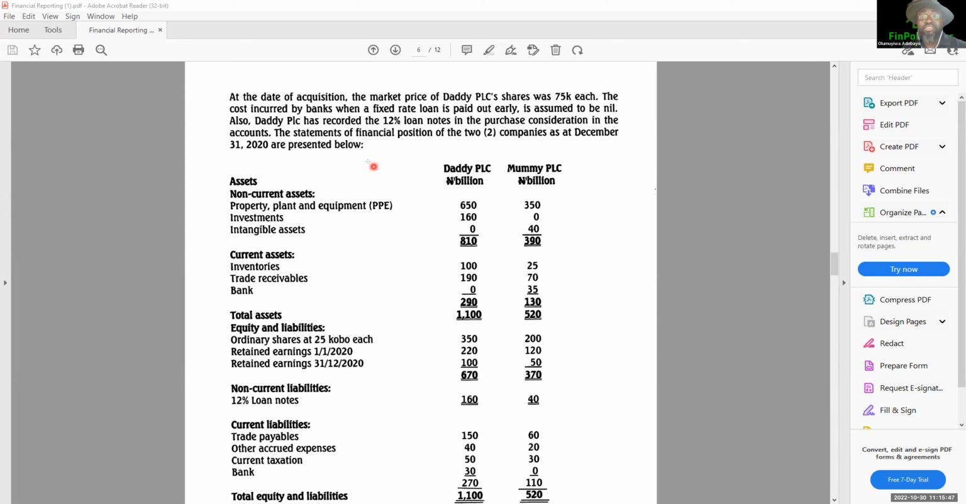Now take notes. As a professional, information from your client or from your company may be directly provided, or indirectly provided. And where it is indirectly provided, you infer from available information. Now, what am I saying? If you look at this, in the question they said something that is key: Daddy has recorded 12% loan note in the purchase consideration in the accounts. The only one we are given directly is information about loan notes, which has been accounted for. But that doesn't mean that others have not been accounted for. But there's no other information directly provided that talks about whether they are accounted for or not.